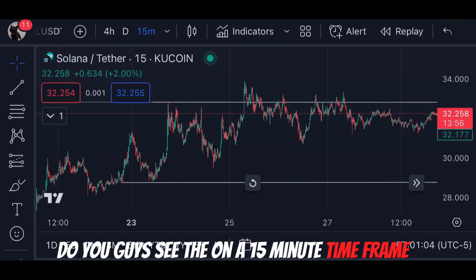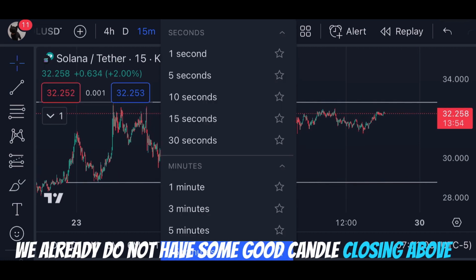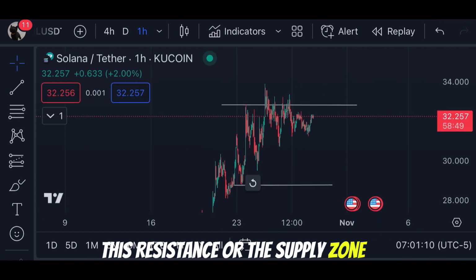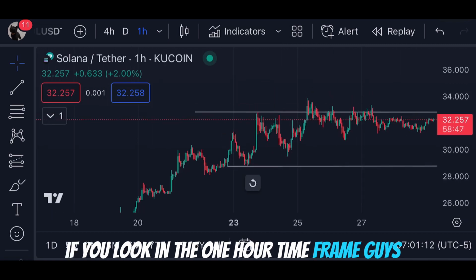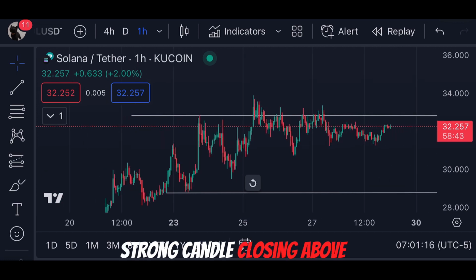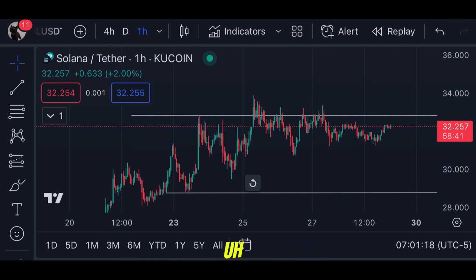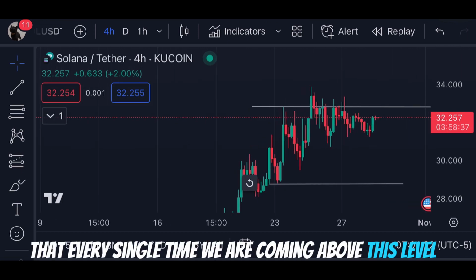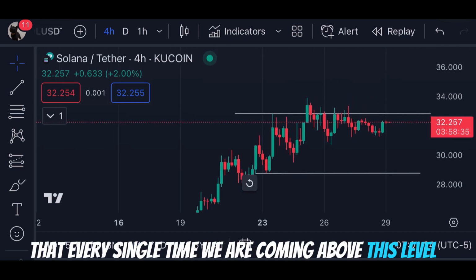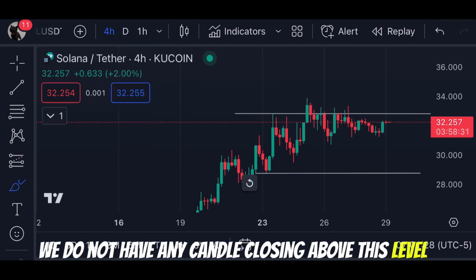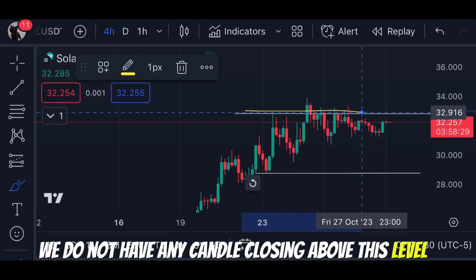Do you guys see that on a 15-minute time frame, we already do not have some good candle closing above this resistance or the supply zone? If you look in the 1 hour time frame, guys, do you see that we don't have any strong candle closing above this Monday high? And if you look in the 4 hour time frame, do you see that every single time we are coming above this level, we are seeing some sort of rejection. We do not have any candle closing above this level.